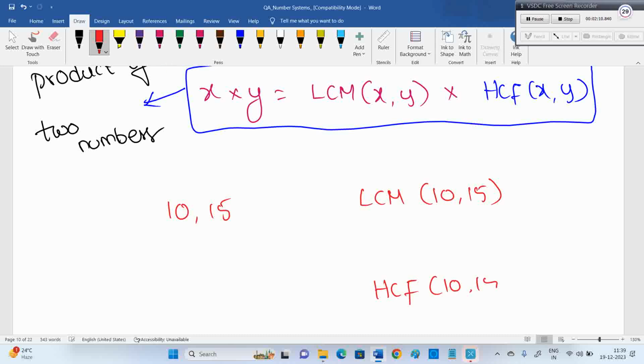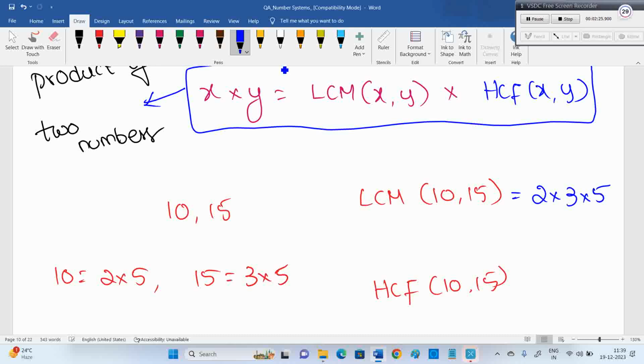The basic procedure is what? The given number should be written as prime number powers. 10 is 2 into 5. 15 is 3 into 5. For LCM, all prime numbers must be involved with their highest powers. 2 is available only one time, so the highest power of 2 is 1. Highest power of 3 is 1. Highest power of 5 is also 1. So 2 into 3 into 5 is nothing but 30.